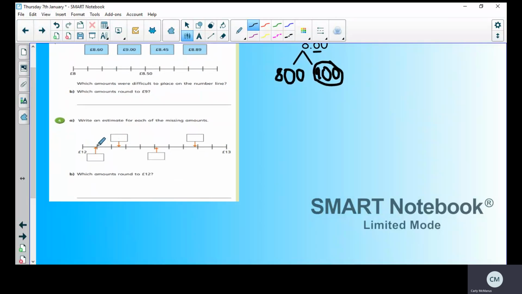So if this is £12.10 on this line, what would that be there just before £12.10? And here you've got £12.10, £12.20, so that's £12.30. So what comes between £12.20 and £12.30? So have a think about those ones because they're not exactly on the lines.